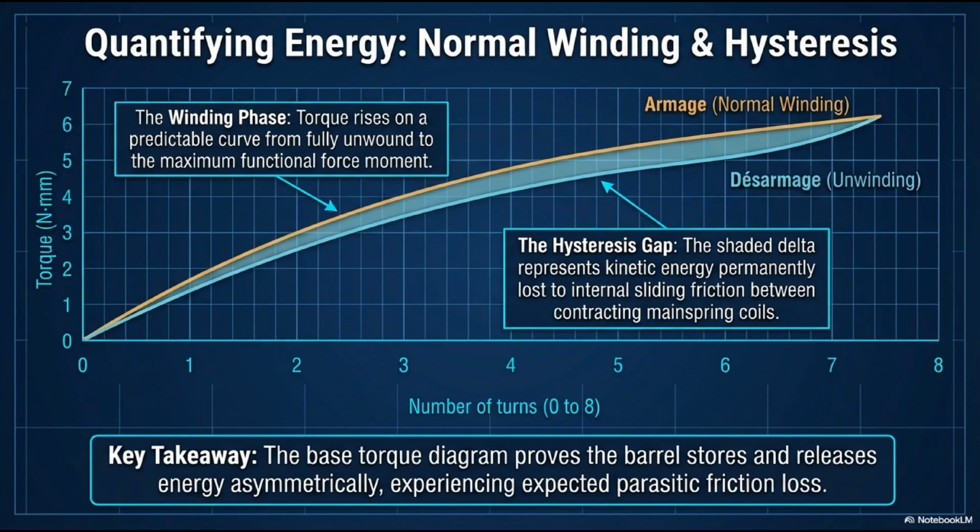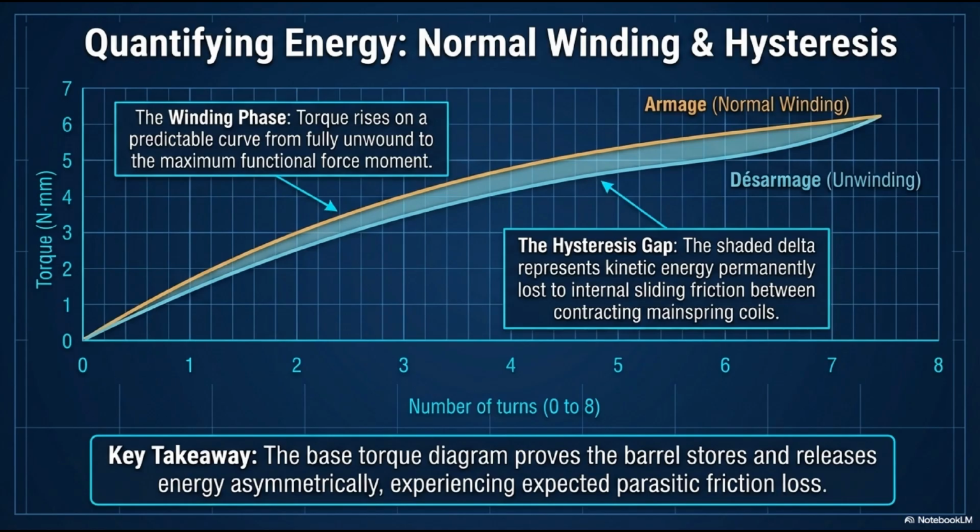As the rotor winds the watch from a dead stop, the torque rises on a smooth, predictable, upward curve until it reaches the maximum functional force moment required to run the watch optimally. Now look at the bottom line, the unwinding phase, or disarmage. Notice that it does not follow the same path down. The unwinding torque is significantly lower than the winding torque at any given turn.